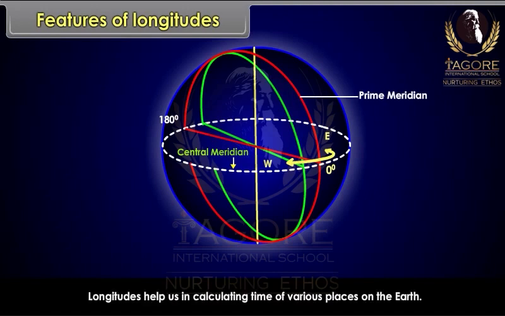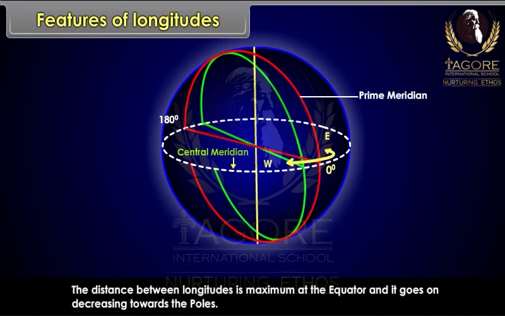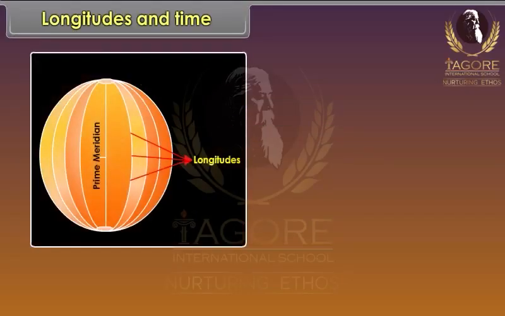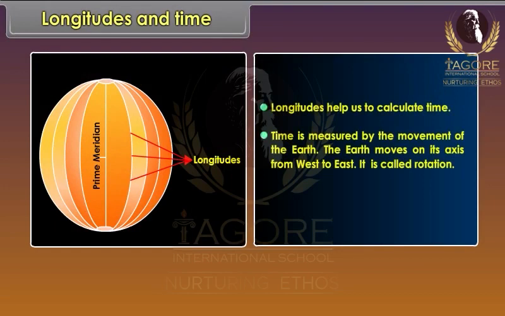Longitudes help us in calculating time of various places on the earth. The distance between longitudes is maximum at the equator and it goes on decreasing towards the poles. Longitudes and time. Longitudes help us to calculate time.